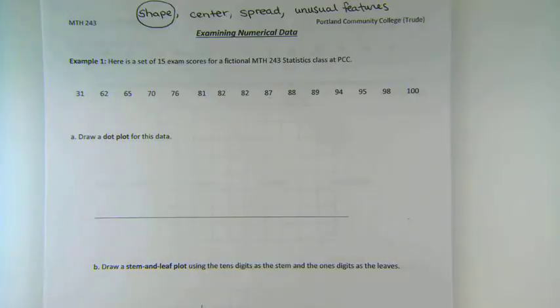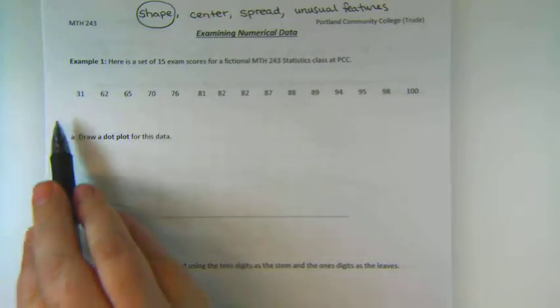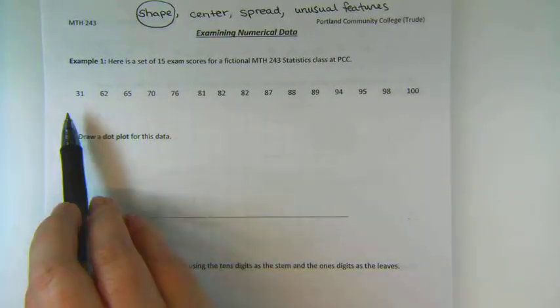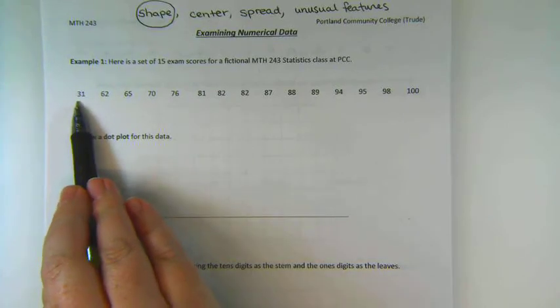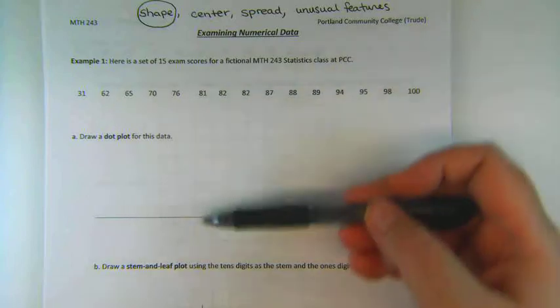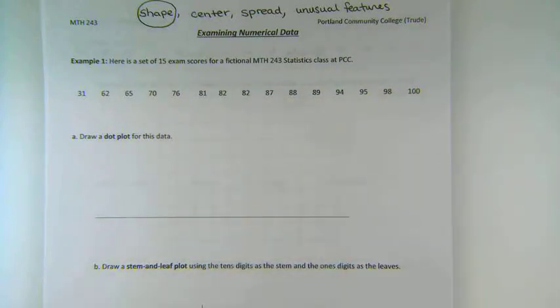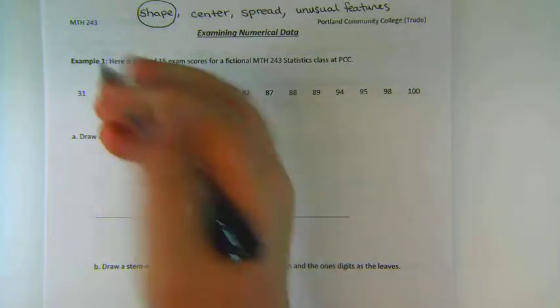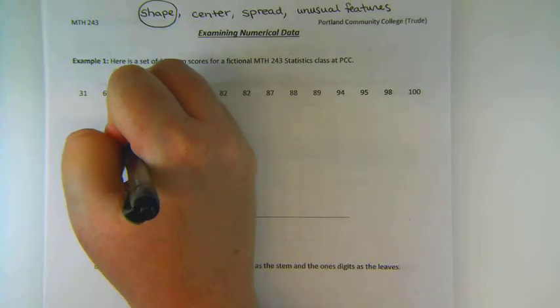To examine shape, we need to look at a graph. And there's a few different ways to make graphs of numerical data. So to start with, we're going to look at this data set, and we're going to keep going back to this data set as our example, where we have these 15 exam scores, and we want to see what various forms of graphs will look like. The first one we're going to look at is a dot plot.